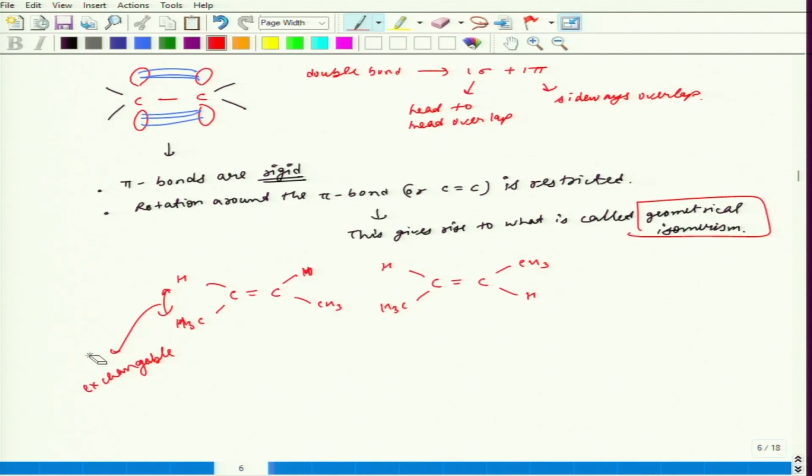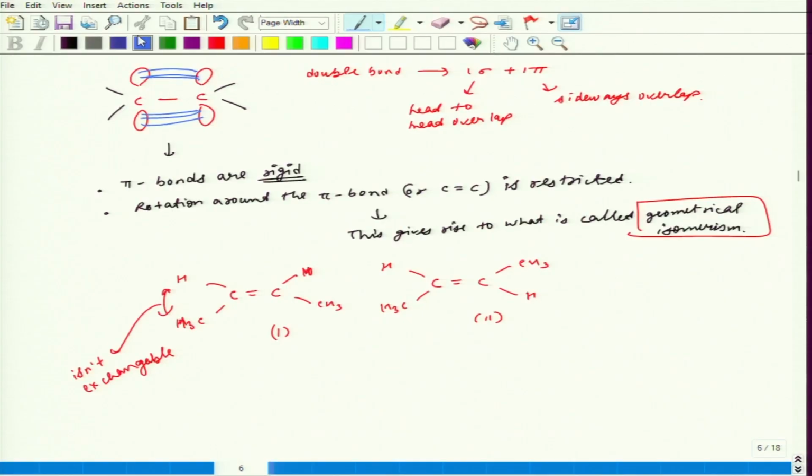This is not exchangeable, and if these two are not exchangeable, then these two are different structures. And how do we name it? There are two structures, and the names of the two structures will also be different. Now the molecular formula is the same, yes, but the structures are different. If the structures are different, the name will be different. How will the name be different?